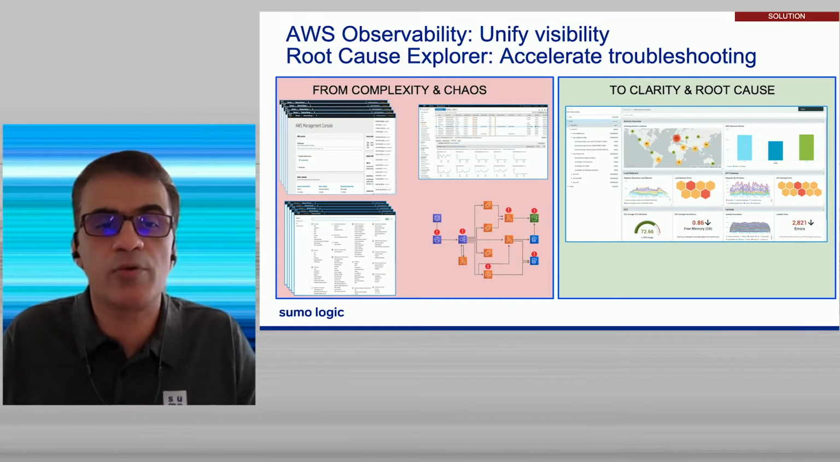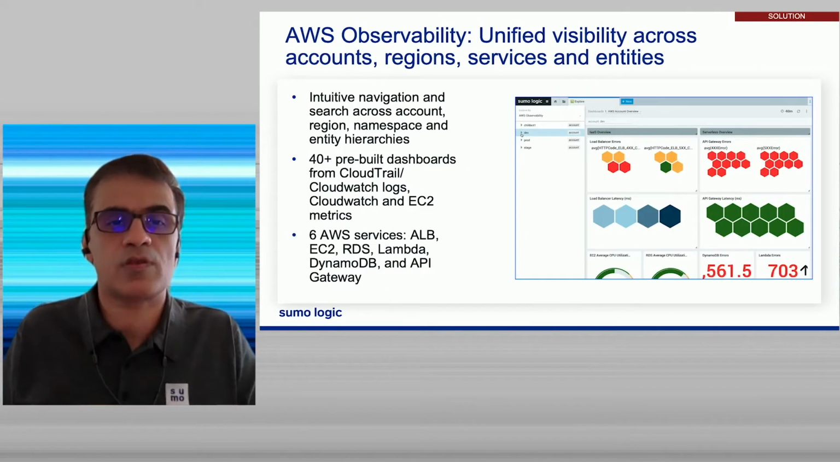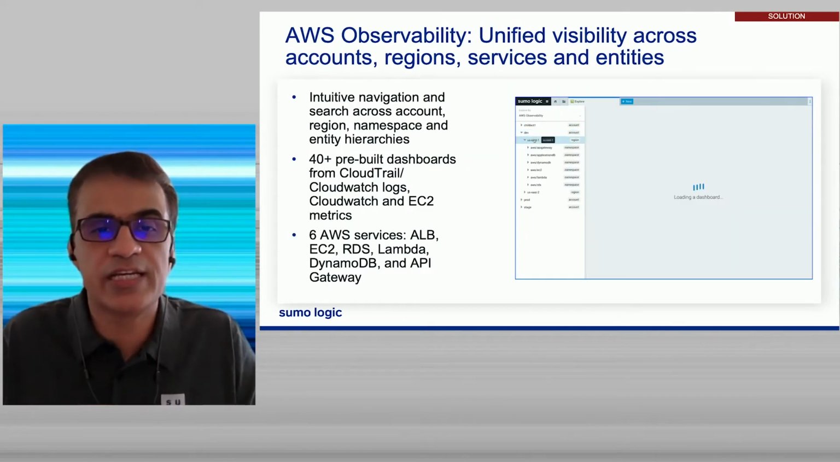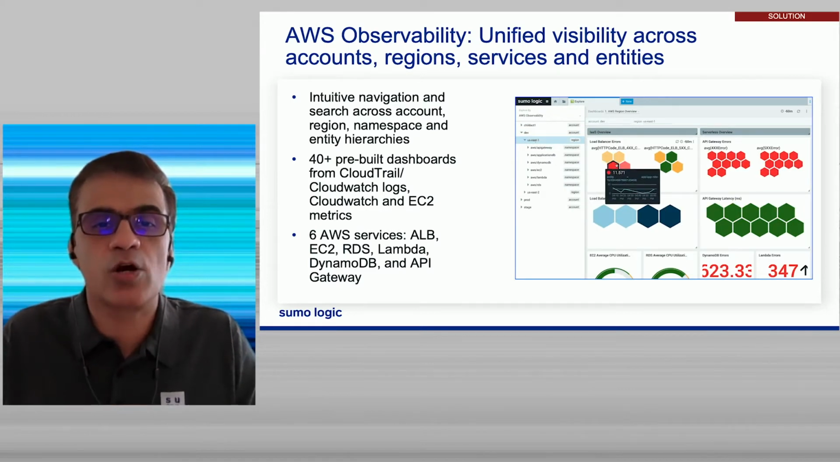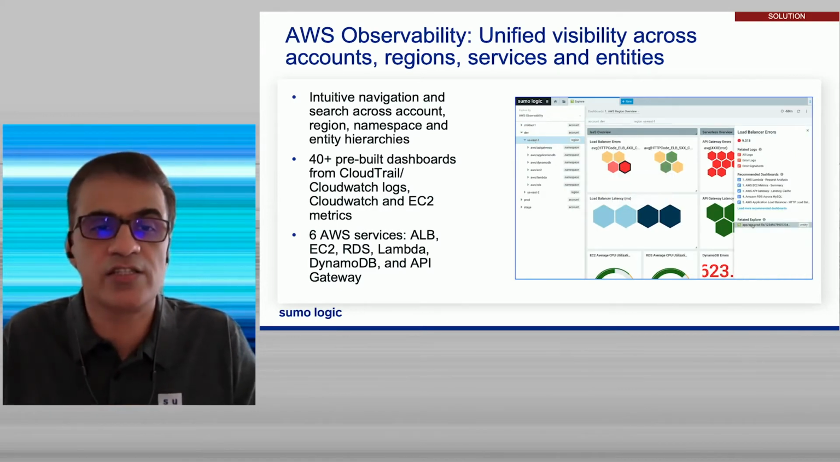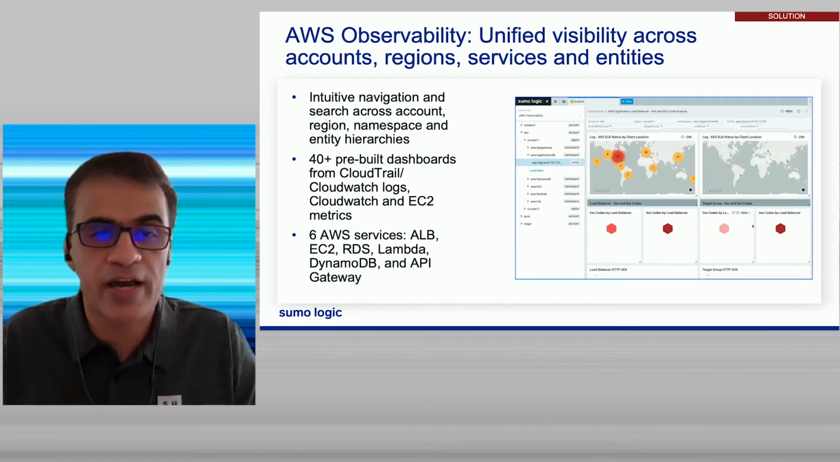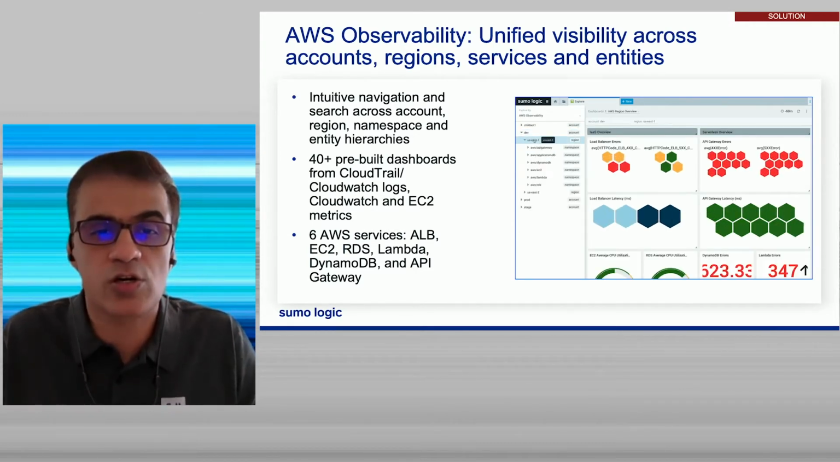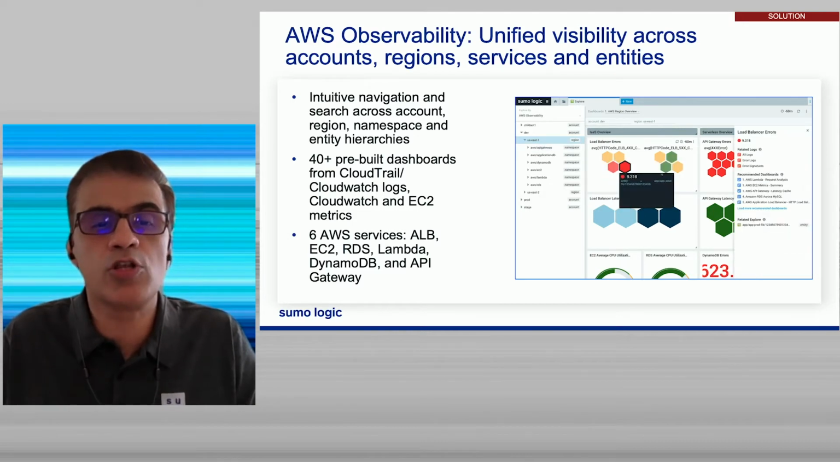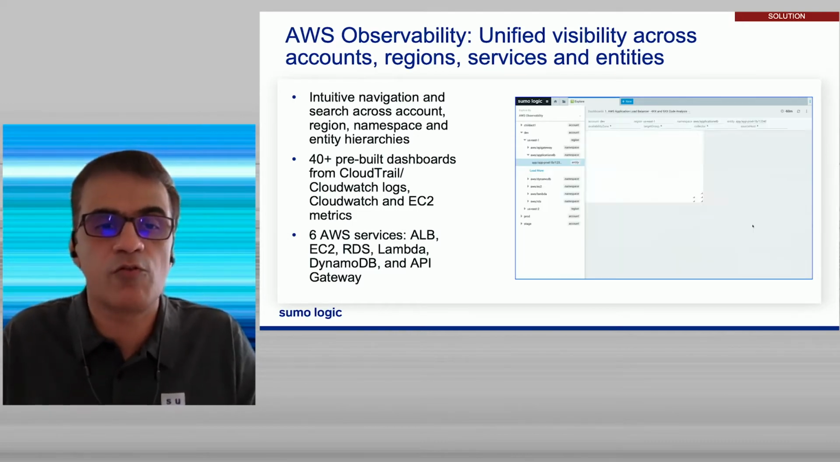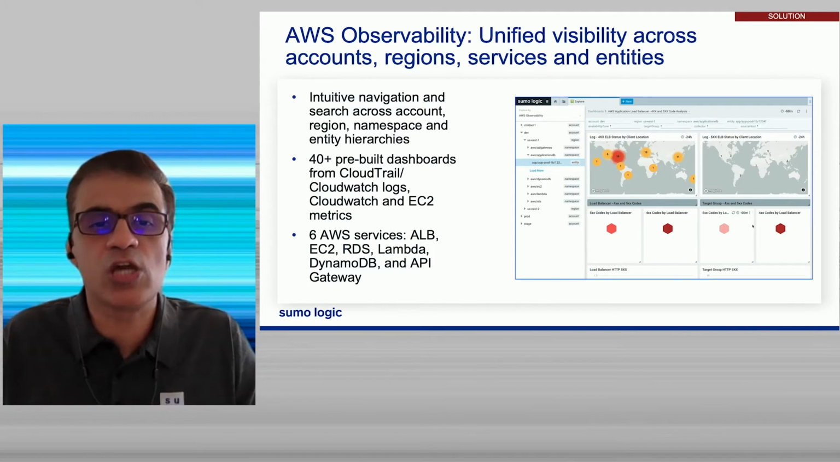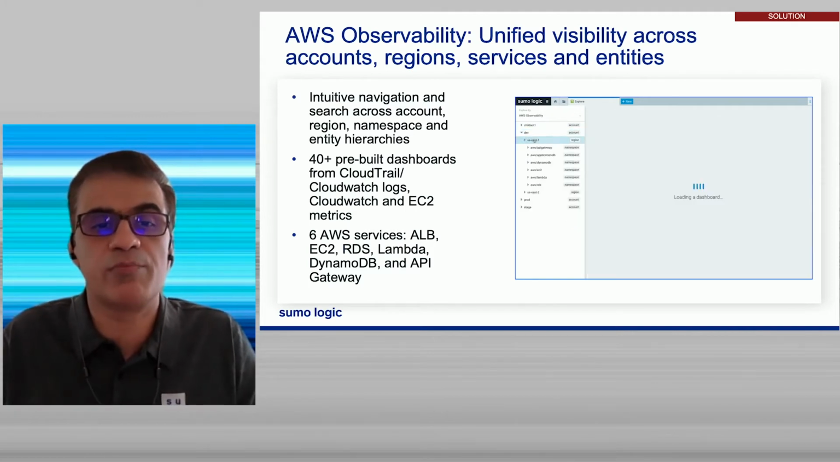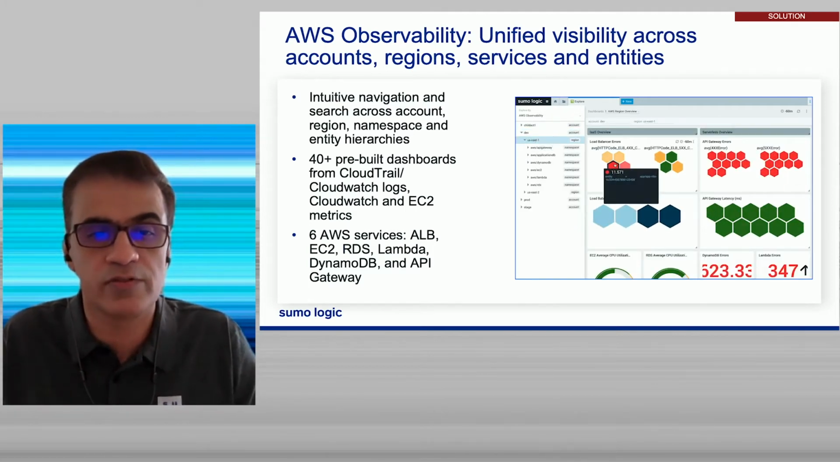So now let's talk about how this works. With unified visibility, you can navigate across account, region, and service hierarchies in the Sumo Logic UI via our Explorer interface. You can also search across these hierarchies using both logs and metric searches. For example, you may want to see all the errors or exceptions in a particular account, region, or service.